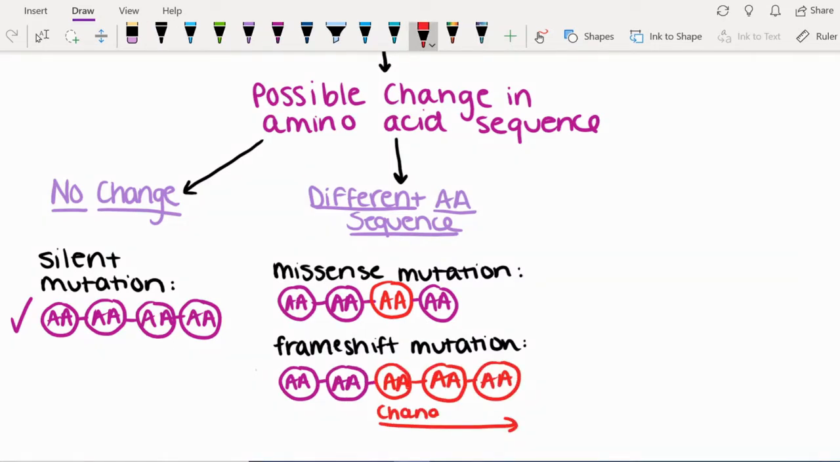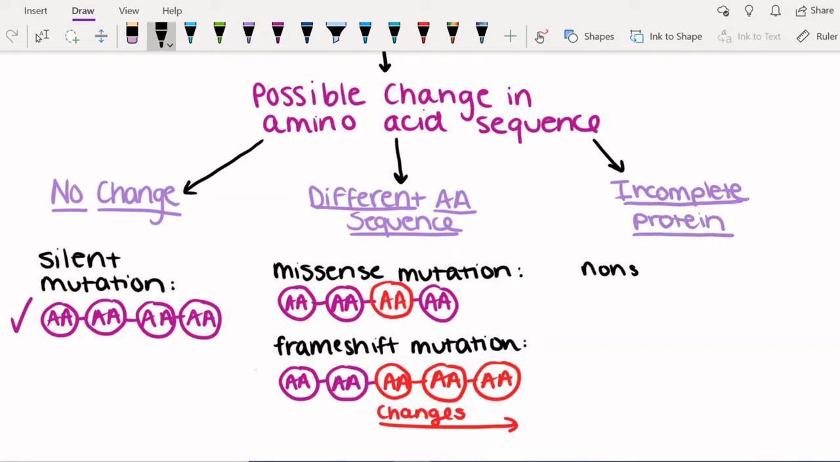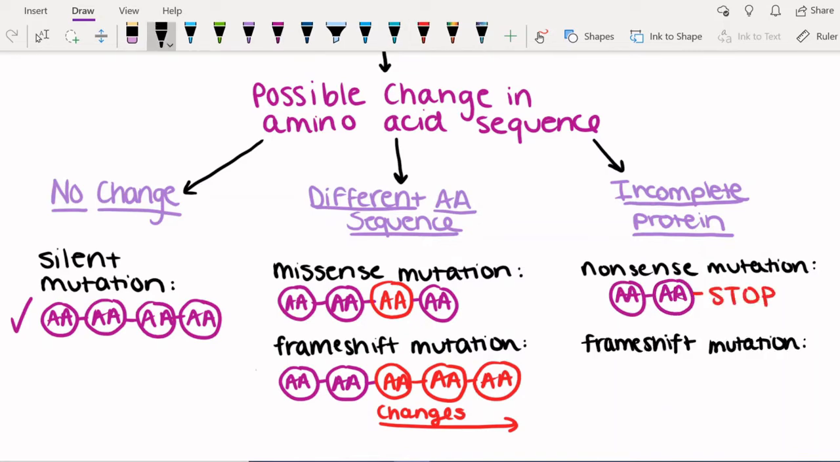Another outcome is that the amino acid sequence has a different length. A nonsense mutation produces an incomplete amino acid sequence because of the early stop codon. Insertions and deletions will often change the amino acid sequence's length. The shift in the reading frame can change the location of the stop codon.